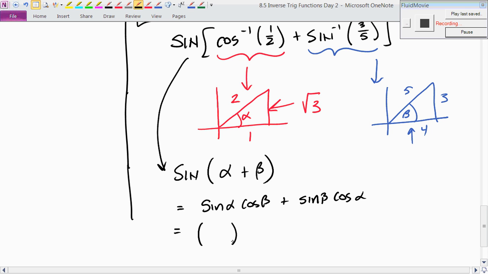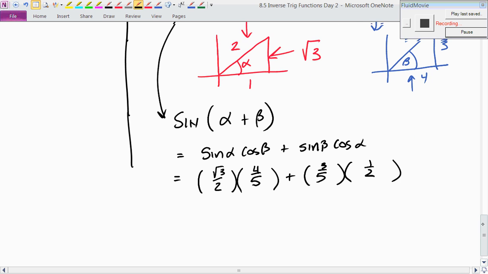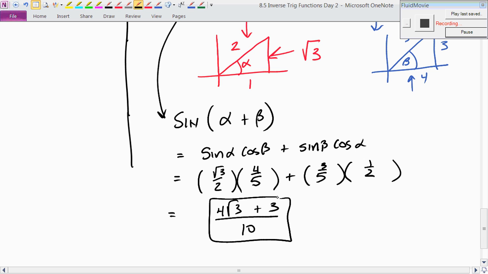So, let's all look together. What's the sine of alpha? If you look back at your alpha picture, which is the red one, the sine of alpha is rad 3 over 2. The cosine of beta, look at your beta picture, the blue picture. What's the cosine? Okay, you guys are catching on now. Good. Plus, what's the sine of beta? Go to the blue picture. Yeah, 3/5. It's also given. Good. And then times the cosine of alpha, also given, right? Okay, therefore, when we clean this up, we get 4 square root of 3 plus 3, all divided by 10, and that is our exact answer. Okay?